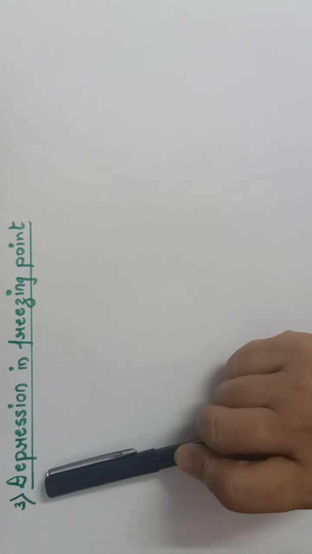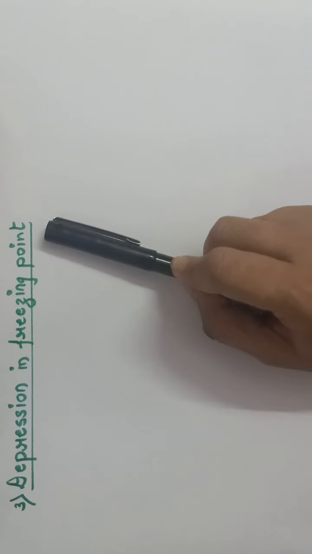Hello dear students, welcome to the next part of the chapter solutions. In our last video we have studied two colligative properties, that is relative lowering of vapor pressure and elevation in boiling point. Today we are going to study our third colligative property, depression in freezing point.